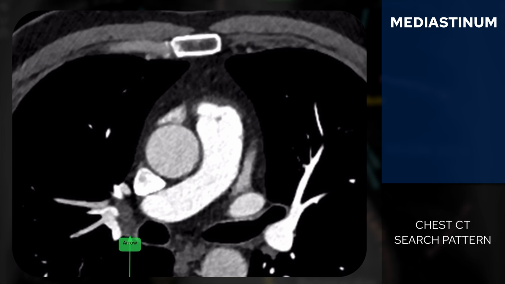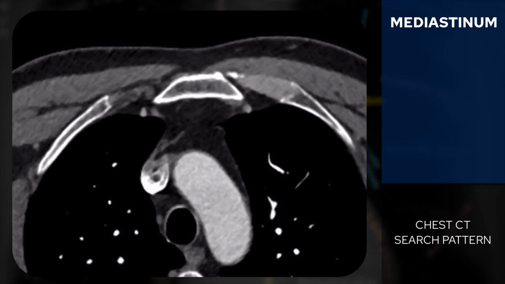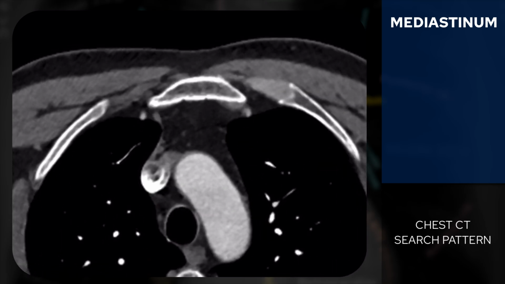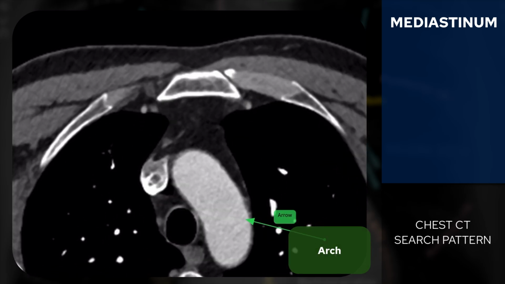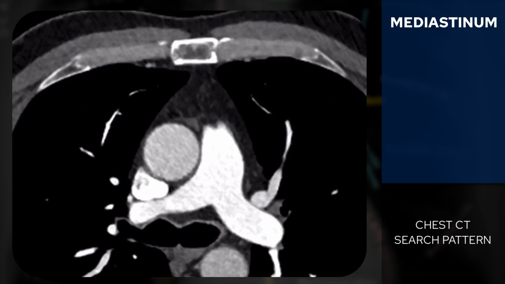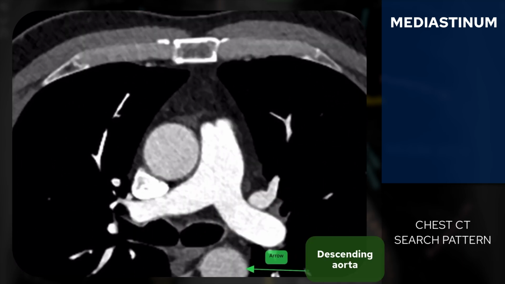Anything that measures less than 10 millimeters in their short axis is probably okay. If there is any doubt, you can always have a look to see if there are any previous scans, and those that have been stable for some time are less likely to be concerning. Now, we haven't finished looking at the aorta, so I'm going to have a look at the arch of the aorta, and I'm going to follow the descending aorta down over here.